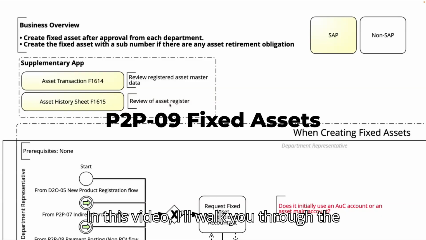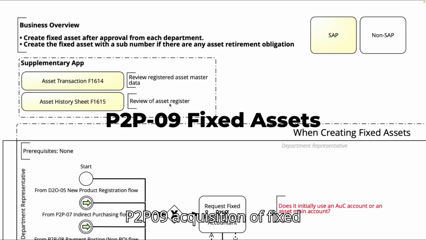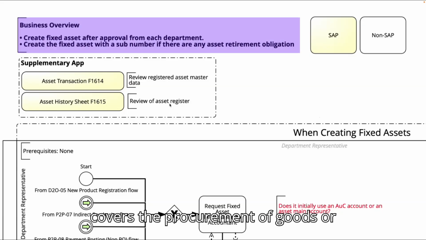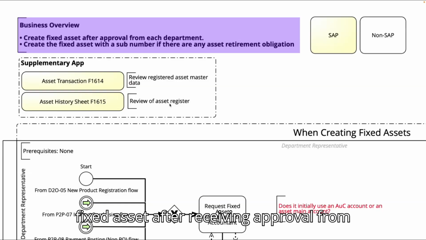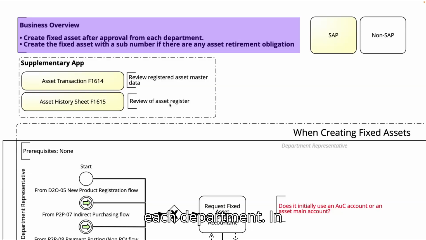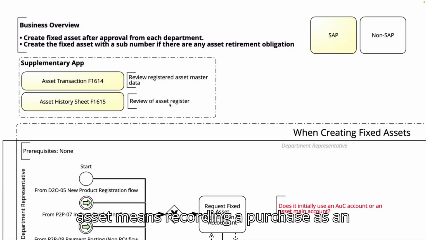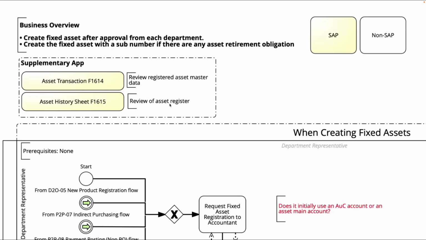In this video, I'll walk you through the P2P-09 acquisition of fixed asset workflow. This process covers the procurement of goods or services that will be capitalized as fixed assets after receiving approval from each department. In accounting, capitalizing an item as a fixed asset means recording the purchase as an asset on the company's balance sheet instead of recognizing it as an expense.